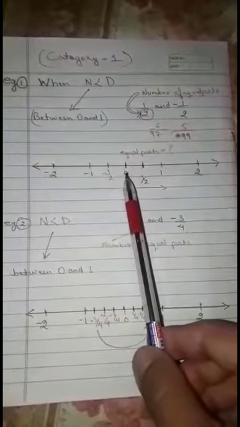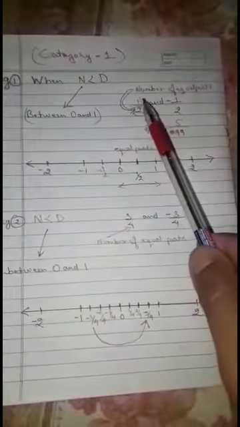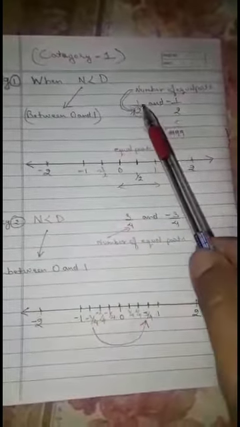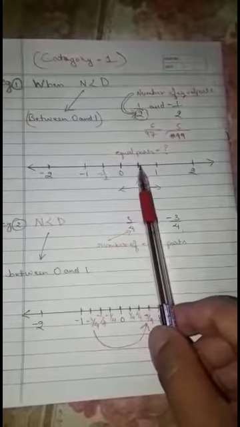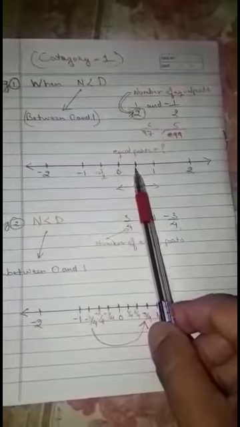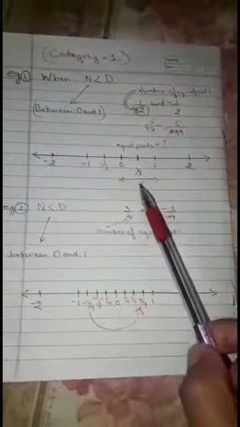Now what does the numerator tell? The numerator tells us the number of parts away from 0. So it is 1 part from 0. So from here we can see this is the first part away from 0. So we write 1 upon 2 over here. This way 1 upon 2 is represented on the number line.